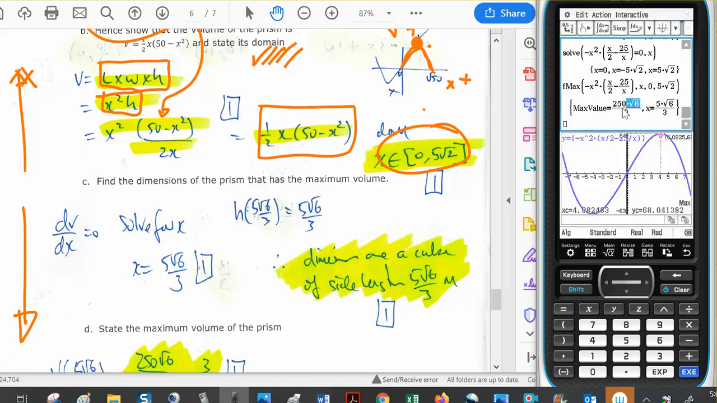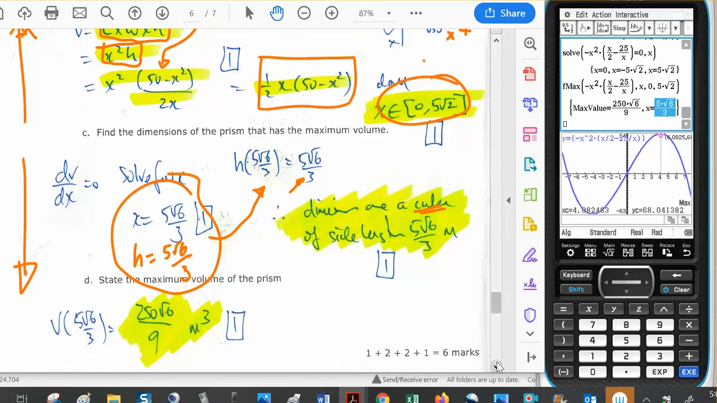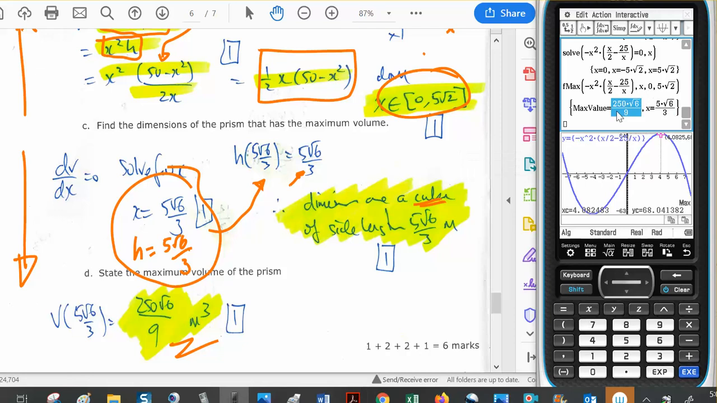And I can see my maximum, and this is when x occurs. So x equals 5 root 6 on 3. It's asking for the dimensions. So if I take that expression I had for h and put x inside of it, I also get 5 root 6 on 3. So in actual fact, it's a cube. I would accept you saying x equals 5 root 6 on 3, h equaling 5 root 6 on 3, because they are the dimensions of the cuboid. And for the maximum volume, this is the maximum volume, this value here.